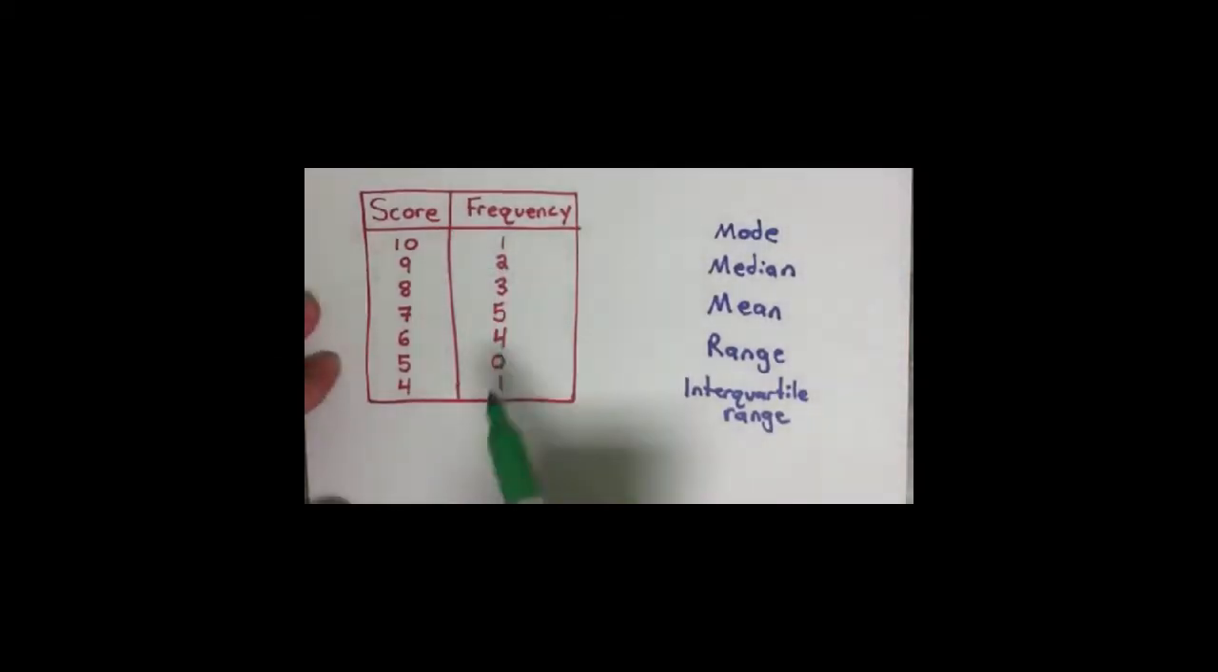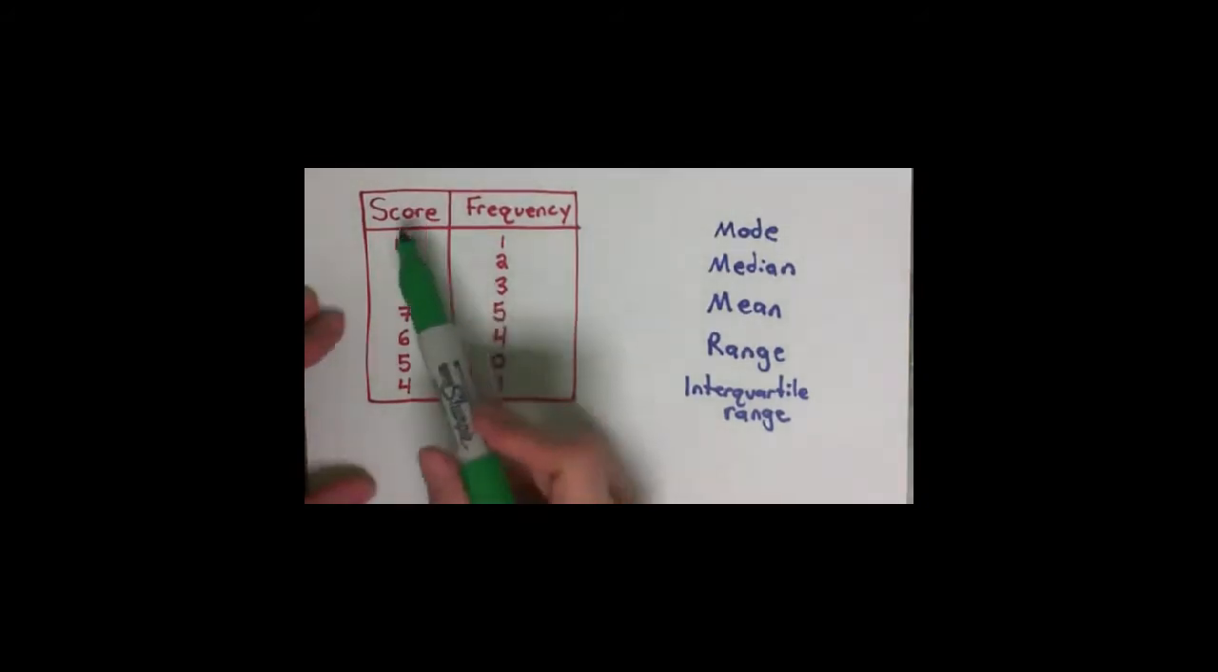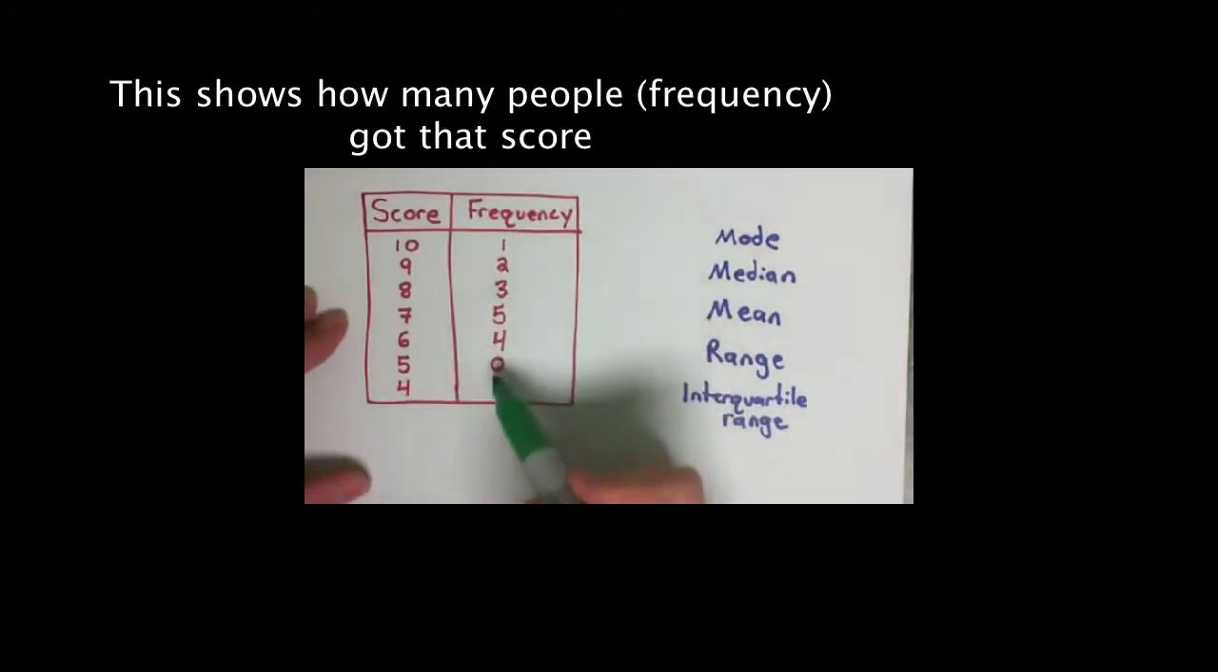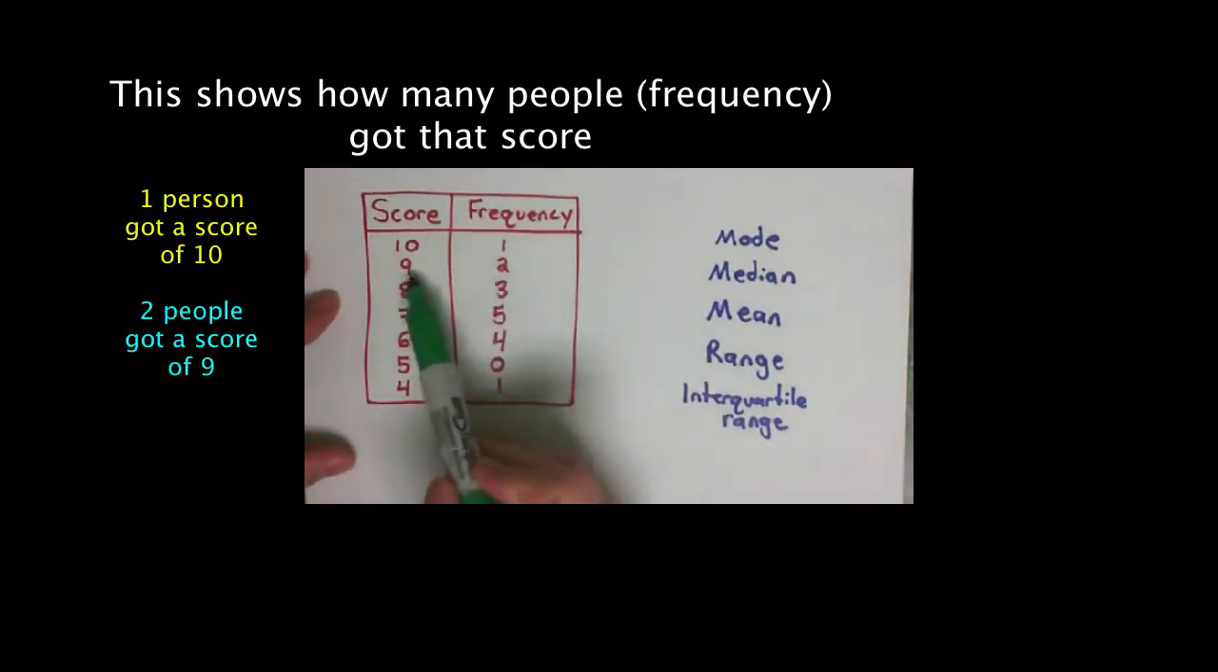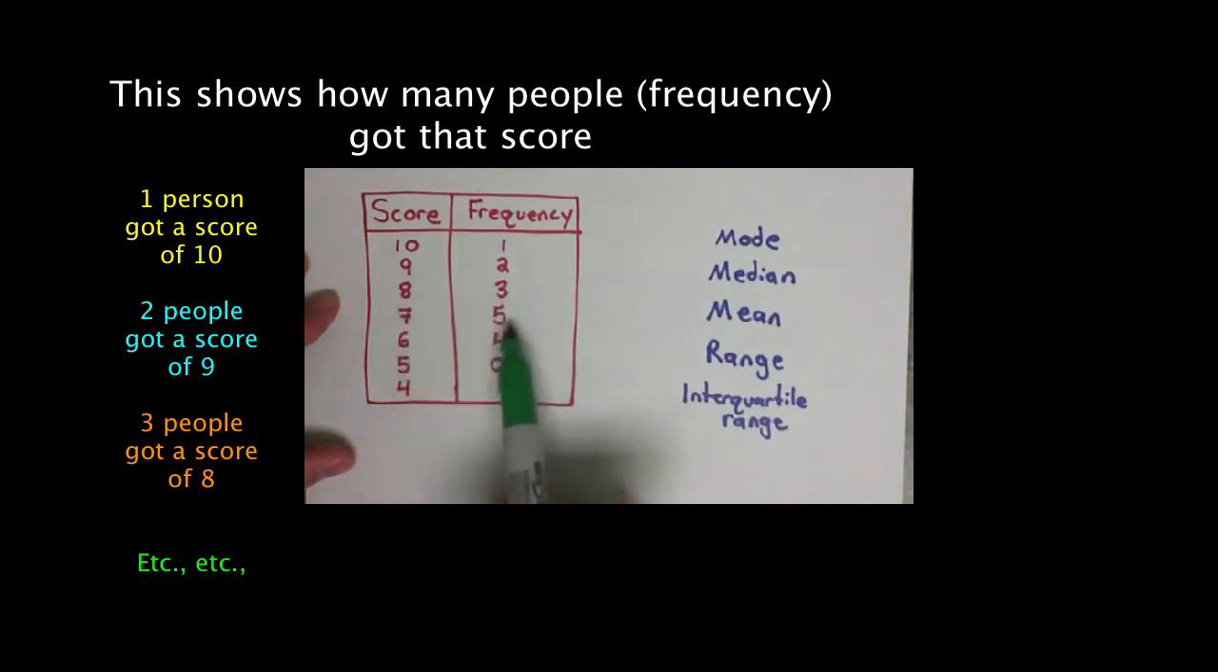This is an example of a frequency table that's showing a score maybe on a quiz and how many people got that score. So we know that one person got the 10, 2 people got the 9, 3 people got the 8, and so on down the list.